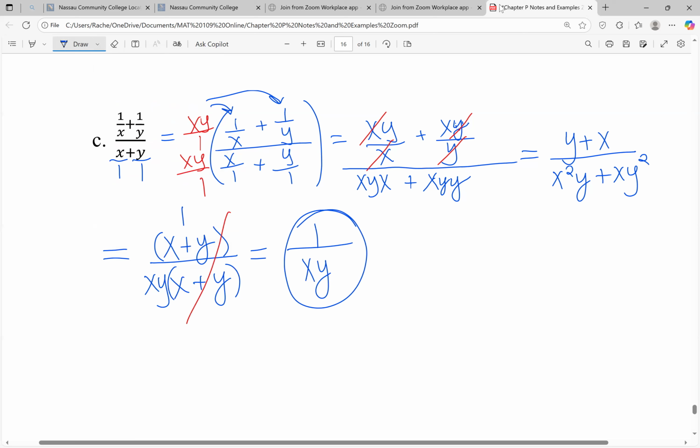So this wraps up chapter P, the prerequisite chapter. Like I said earlier, in the next lecture, we're going to start chapter 1.